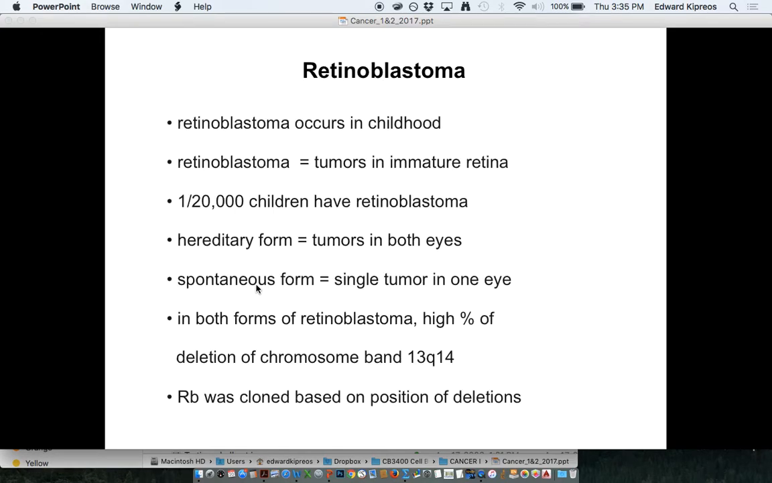Okay, so we'd already gone over RB as part of the G1 to S phase transition, right? It is binding E2F, and its phosphorylation by the G1 CDK cyclin releases E2F, and then you get into S phase, you start making S phase genes. But it turned out that in fact it was the first tumor suppressor gene to be cloned, and basically it's a form of retinoblastoma.